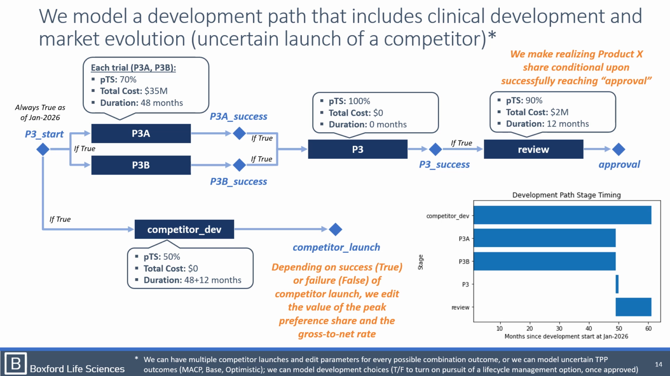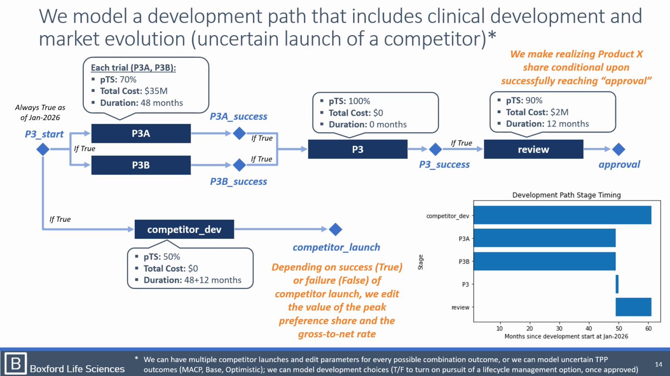And then if both of those are true, we declare overall phase 3 success through a stage that doesn't add any cost or risk. It just makes sure that we have to have both parallel trials correct and successful in order to declare success for the overall phase. If we have phase 3 success, then we move to regulatory review that again has a duration, cost, and risk. And if that's successful, we have approval. And that's a state that we make the product X share be conditional upon successfully achieving.